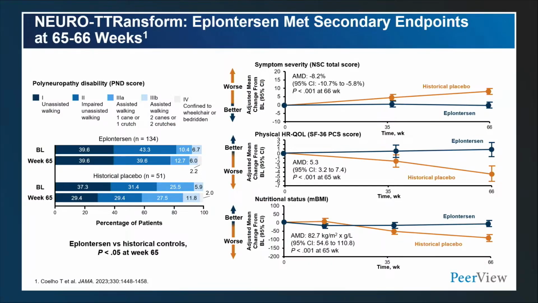Other things also improved. The neuropathy symptom and score improved, the physical quality of life, nutritional status. So a lot of these patients, remember, lose weight. And in these patients who ended up on eplontersen, weight was stable. The other thing is that depending on the PND score, still people did a pretty good response.